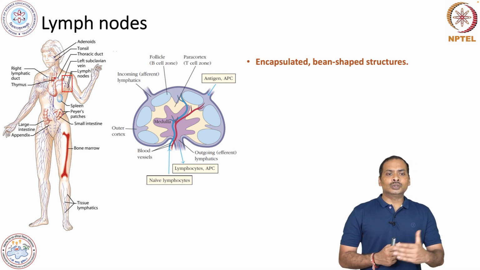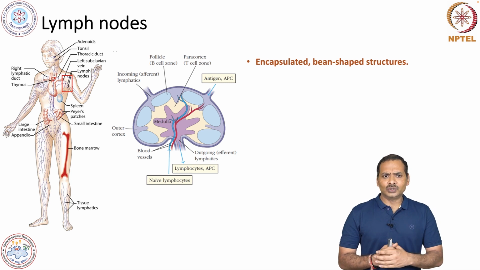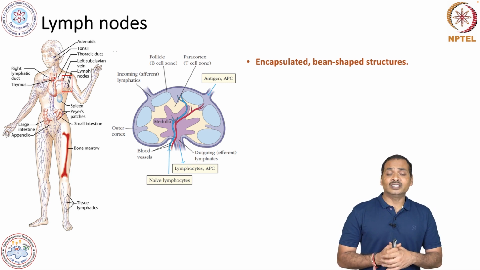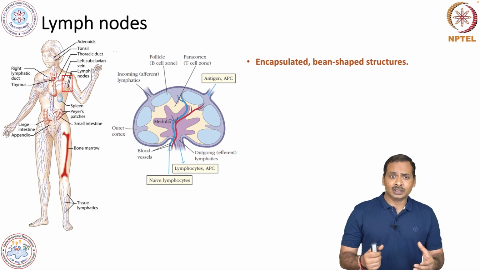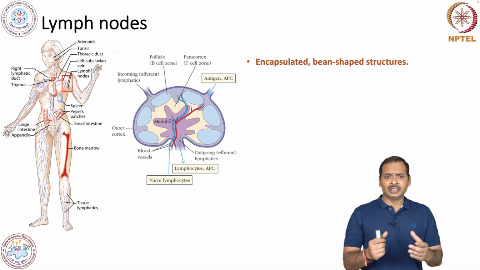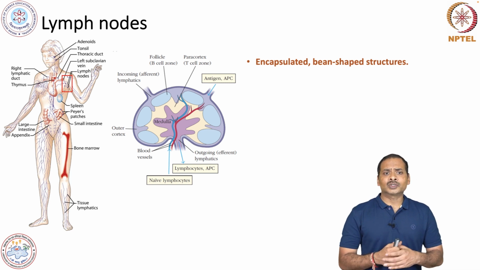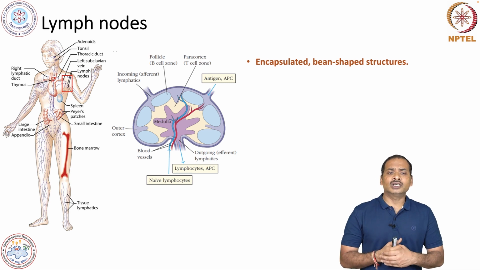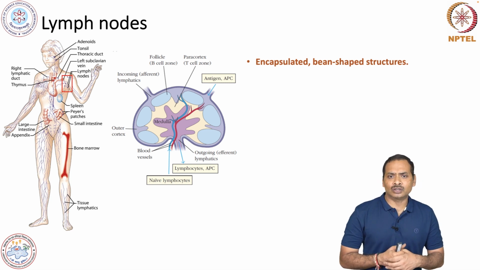Okay, so lymph is coming inside the lymph node, and we call these afferent lymphatic vessels. And there are very clearly defined zones. There is an outer cortex, and one central region which we call the medulla, and in between the cortex and medulla there is the paracortex region.